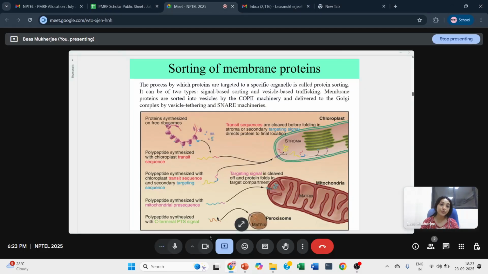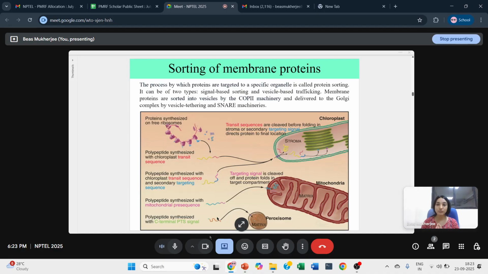Right. So now we have the process by which proteins are targeted to a specific organelle, which is called protein sorting. Okay, now we are going to talk about something very interesting. And what happens in protein sorting is that it can be of two types: signal-based sorting and vesicle-based trafficking. Okay, so membrane proteins are sorted into vesicles by the COPII machinery and delivered to Golgi complex by vesicle tethering and SNARE machineries. Now what are these?